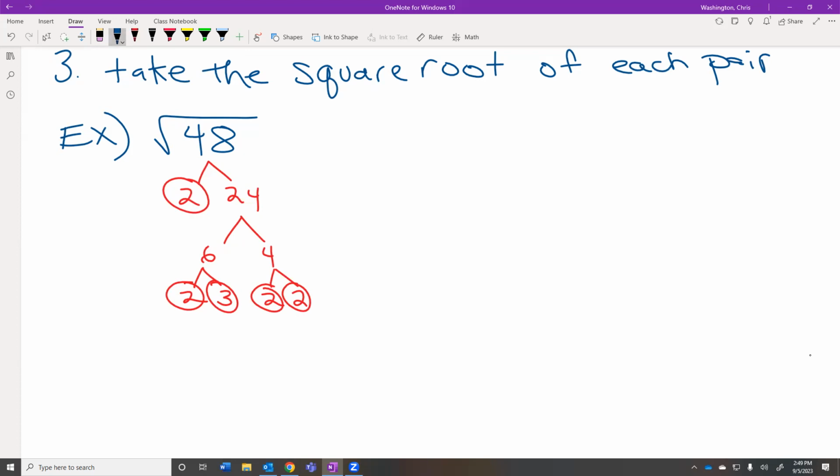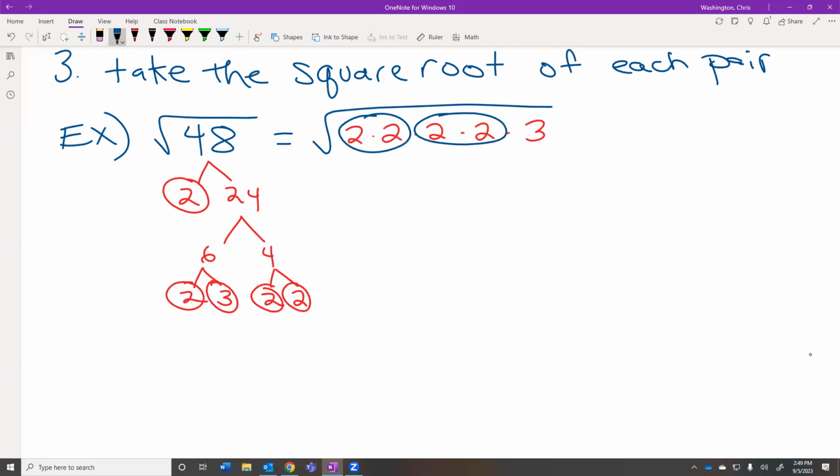All right, so square root of 48 is equal to the square root of 2 times 2 times 2 times 2 times 3. 4 2s and a 3 multiplied together. Now we're going to circle pairs of the same number. So 2 times 2 and 2 times 2. We're going to circle those.